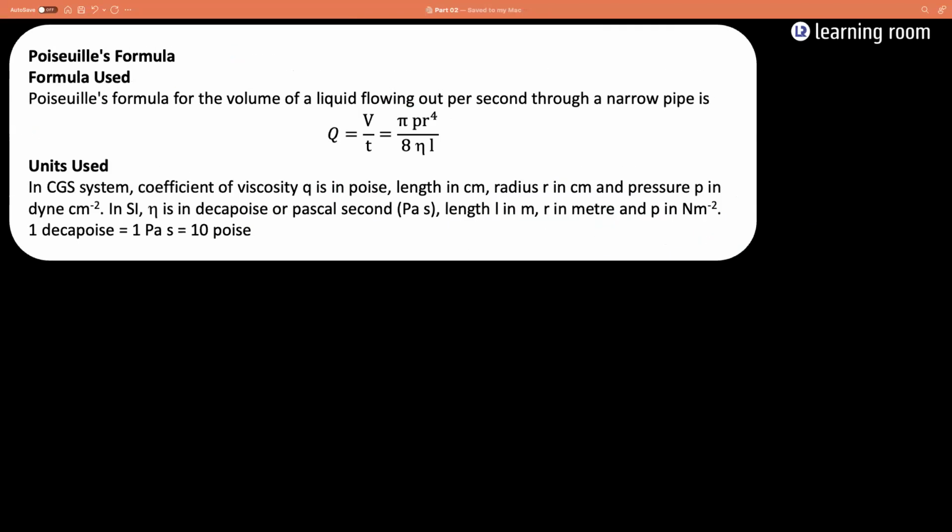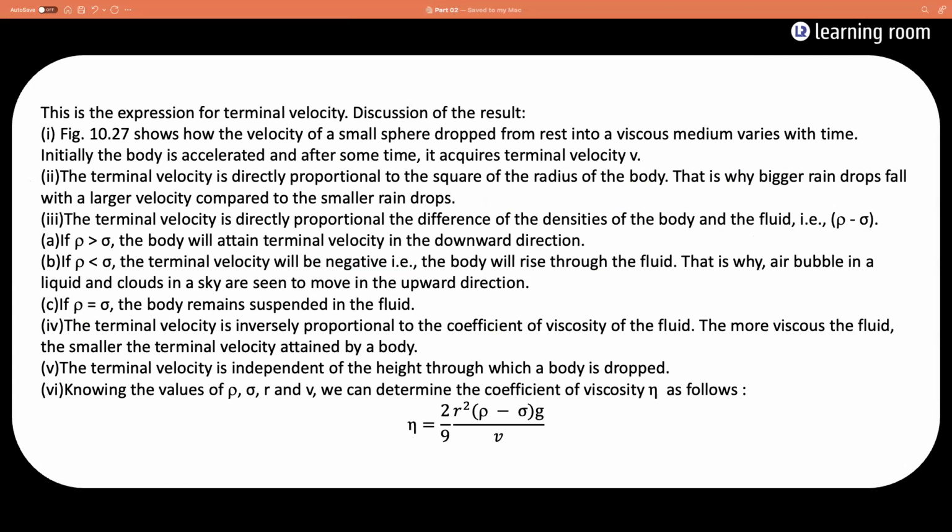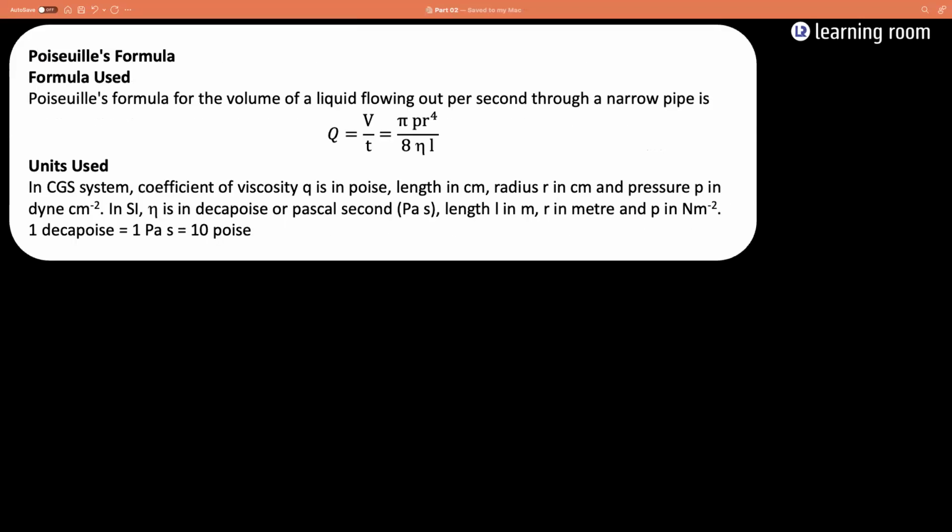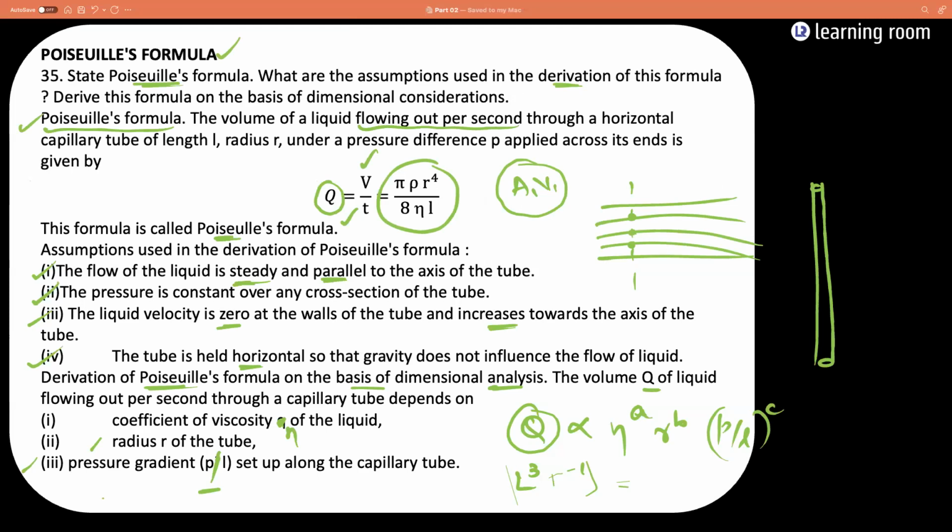Can you show the previous slide? Which one? Can you explain the third point? The liquid velocity is zero at the walls of the tube. It is zero near the walls because it is a viscous liquid. Walls are fixed surfaces, and for a viscous liquid, the velocity near a fixed surface is zero. So when will it be more? When you move away from it. That is what they are saying.